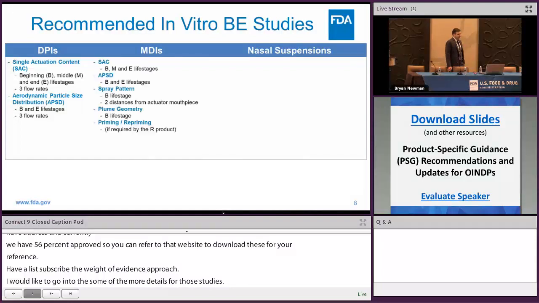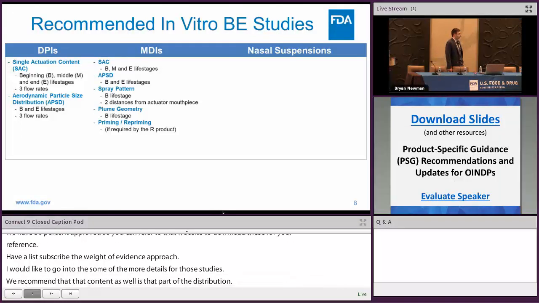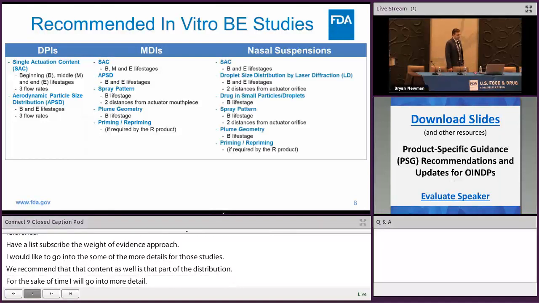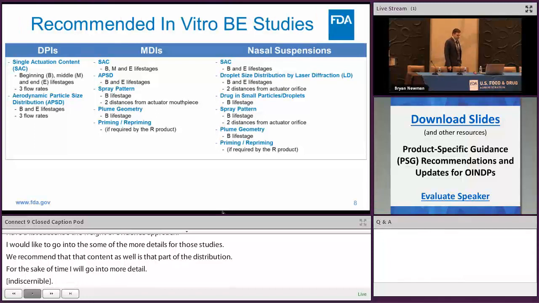Metered-dose inhalers include the same types of studies, but also add spray pattern, plume geometry, and priming and repriming if that's required by the reference product. Similarly, nasal suspensions include these types of studies, but in place of aerodynamic particle size, we have droplet size distribution by laser diffraction, as well as drug in small particles or droplets.